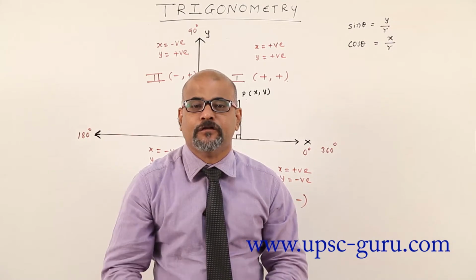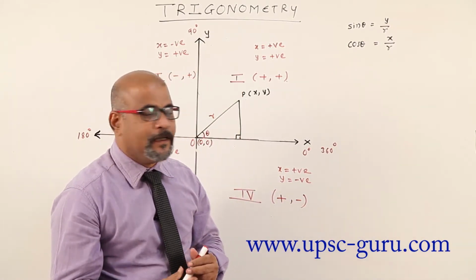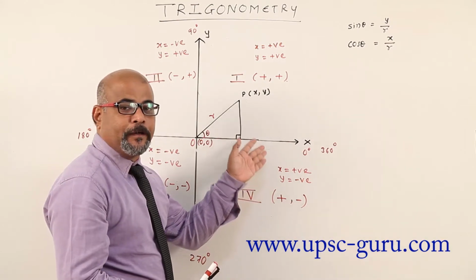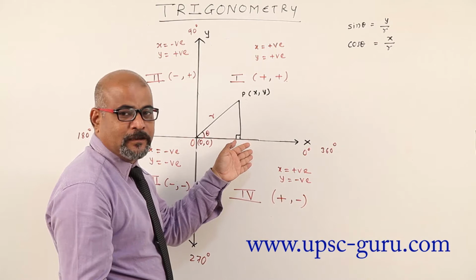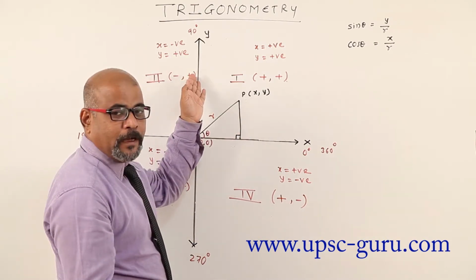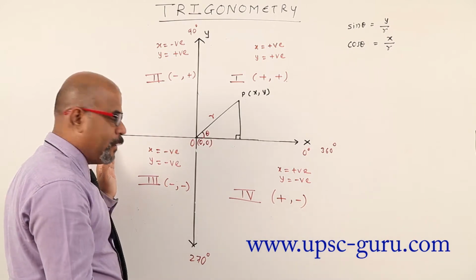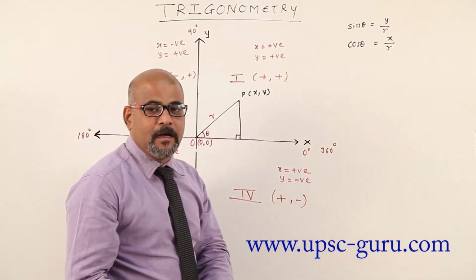Now let us check the values of all trigonometric ratios when the angle theta falls on the respective axis. That means when theta is on the positive direction of the x-axis, theta equals 0 degree; here theta equals 90 degree, theta equals 180 degree, theta equals 270 degree and theta equals 360 degree. Let us find out.